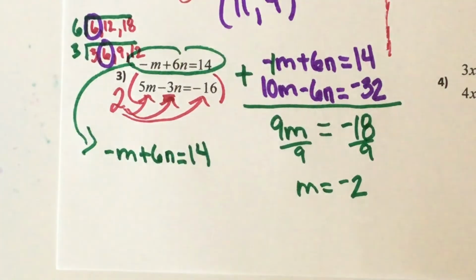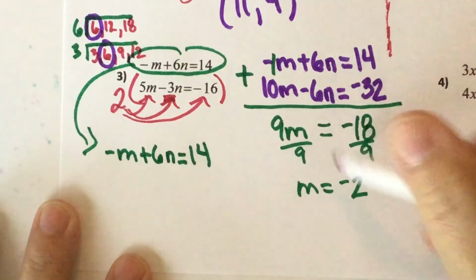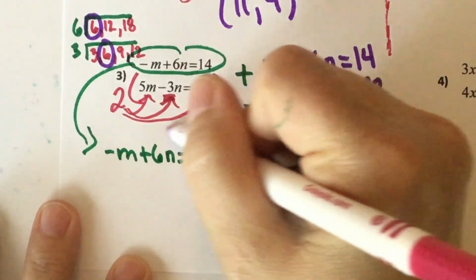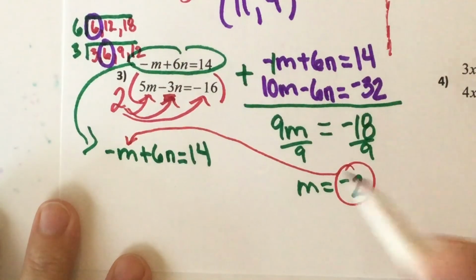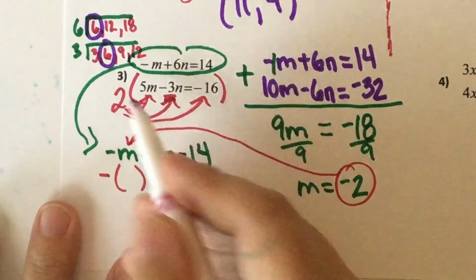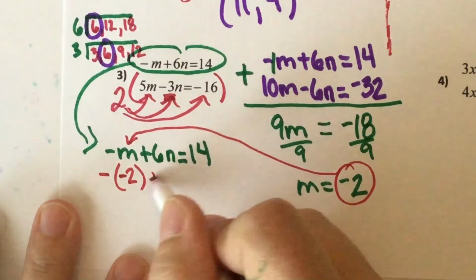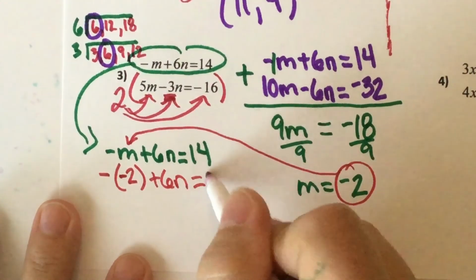And now let's substitute in. So we found that m is negative 2. So take this negative 2 and plug it into m. So negative, slap your parentheses down, put your negative 2 in there, recopy the plus 6 in, and the equals 14.